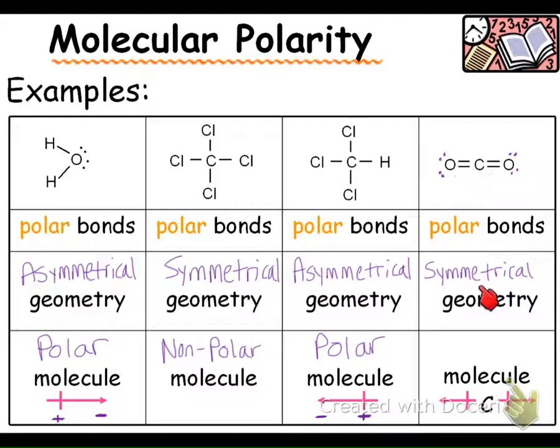Even though this has symmetrical geometry and is a nonpolar molecule, I can still show the electron distribution being slightly different, but it's slightly different on both sides. Okay, there's your introduction to molecule polarity and intermolecular forces affecting molecule shape.